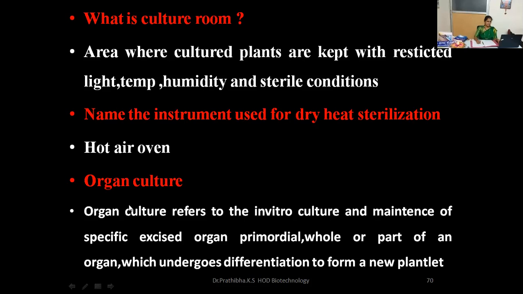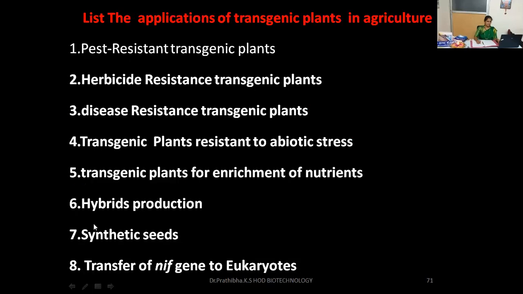Then organ culture, you can define this as: organ culture refers to the in vitro culture and maintenance of a specific excised organ, primordium, whole or part of an organ, which undergoes differentiation to form a new plantlet. Then we can go through this one also. I have mentioned here the applications of transgenic plants. The question is like this: list the applications of transgenic plants in agriculture.